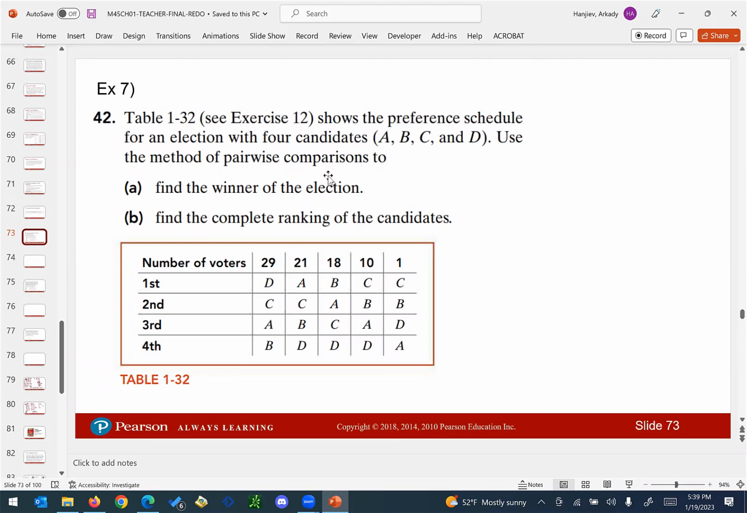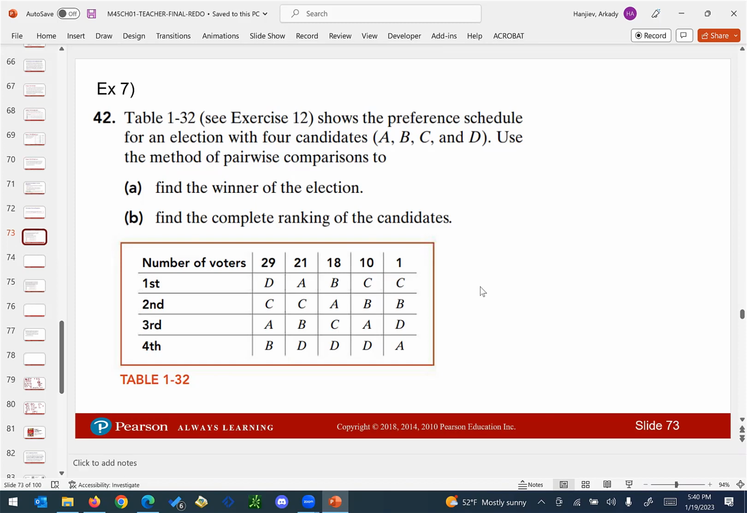So the preference schedule shows an election for 4 candidates, again Alicia, Boris, Carmen, and Dave. Use the method of pairwise comparisons to finish it up. And this one, if you're looking at the recording, you can pause the video and try it yourself. That's perfect. That's exactly what you should do in this case. We went through the lesson. If you can stay ahead of me, that's perfect.